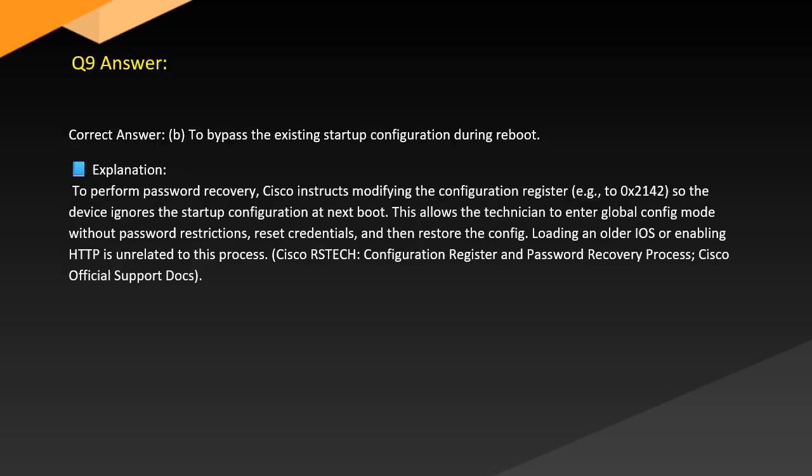Answer. Correct answer, B. To bypass the existing startup configuration during reboot. Blue book explanation. To perform password recovery, Cisco instructs modifying the configuration register, e.g. to 0x2142, so the device ignores the startup configuration at next boot.